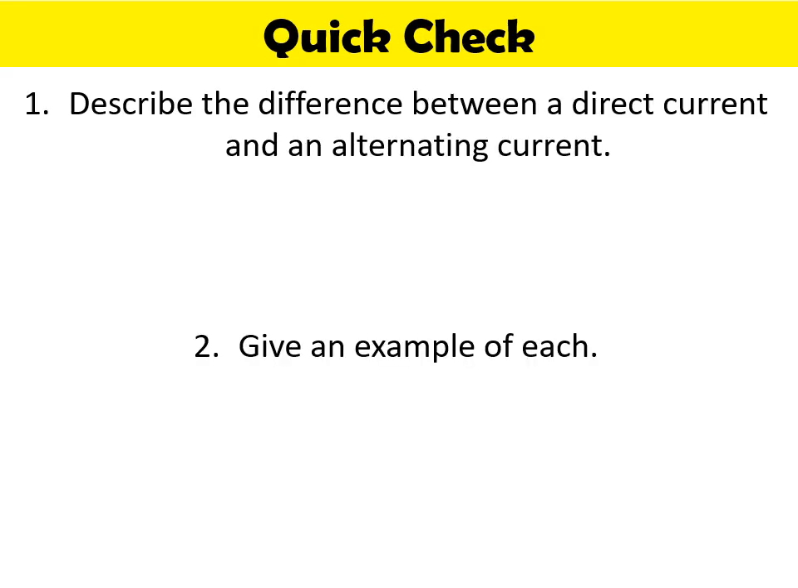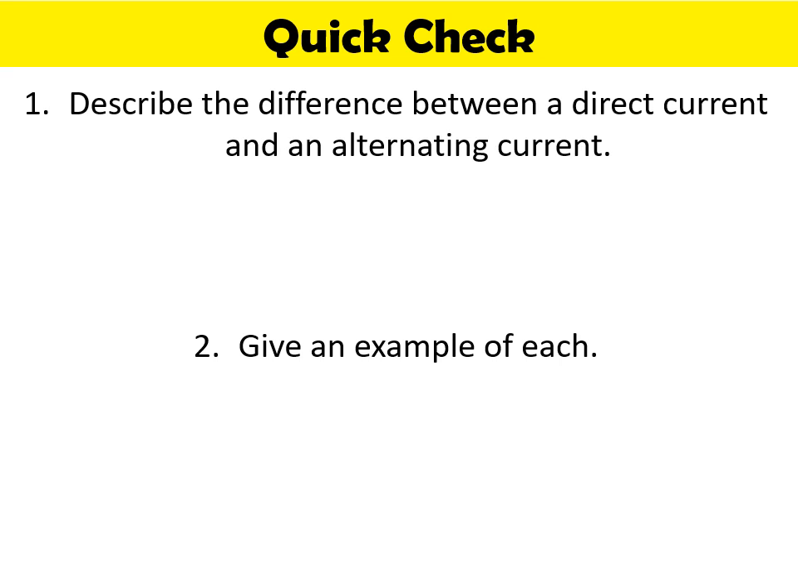So now it's time for a quick check. You can see two questions on the PowerPoint. Pause the video and write down the answers for them and then come back and check the video. Question 1, difference between direct current and an alternating current. Question 2, give an example of each. Ready? So pause the video, write the answer and come back.